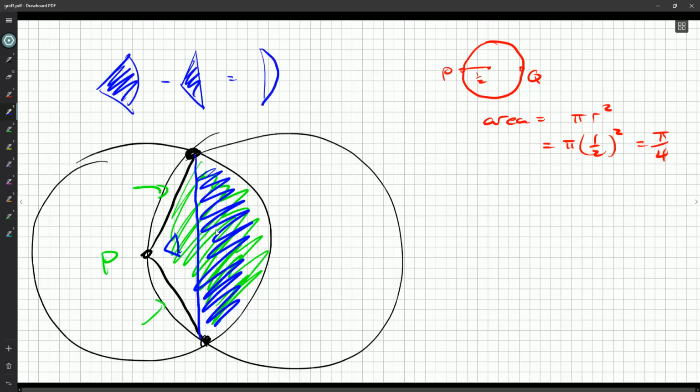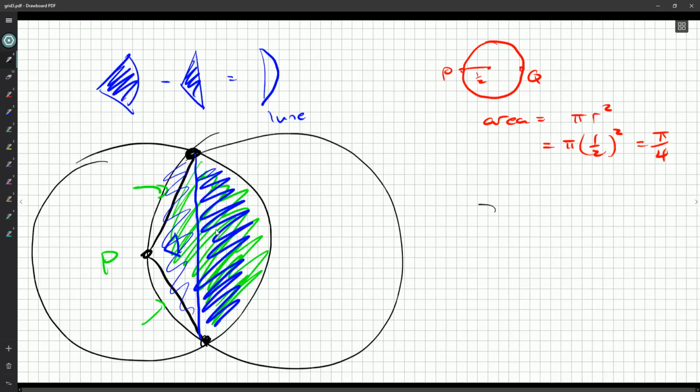And that should be exactly this. I think it's called a lune, L-U-N-E. I think French for moon. But then if I double that, I get the whole area overlap between the big circles. And then I can just subtract off pi by 4. So how can I figure out the area of this lune?